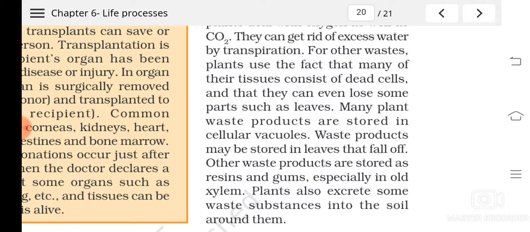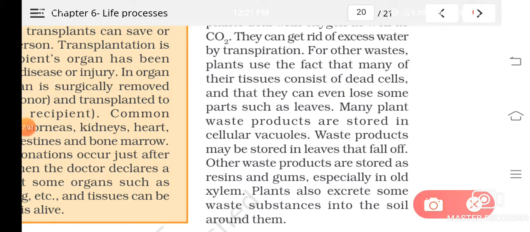When the plants store the waste materials in the old leaves, and these leaves are removed from the plant, this waste will also get removed. Then peeling of bark, then falling of roots, etc. are some methods of getting rid of waste. They store the waste materials in these parts, and when they shed off, the waste materials also get rid of.